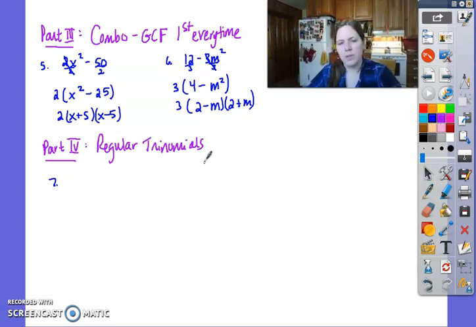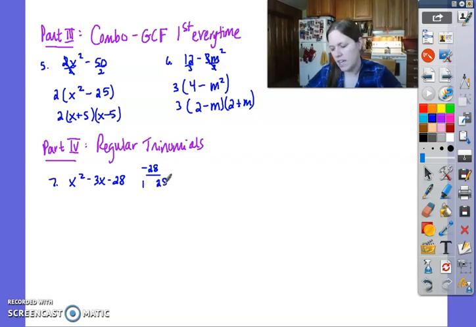Regular trinomials, remember 3 terms, still breaking down into 2 sets of parentheses, but there were some relationships between that middle term and that last term and what numbers we use. So x squared minus 3x minus 28. We had to write factors of 28. I'm going to put a negative there just to remind me that the 28 is negative.